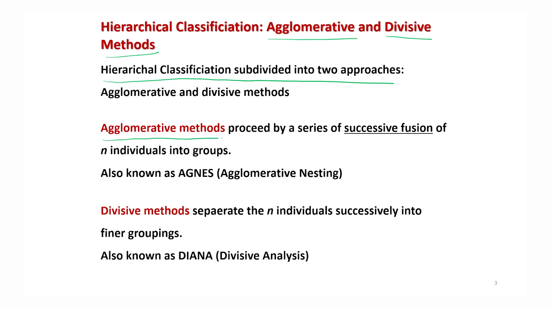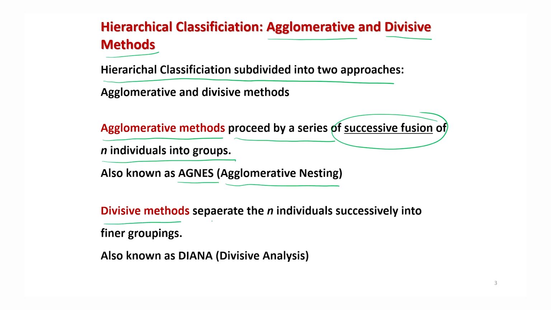In the agglomerative methods, they proceed by a series of successive fusions of the n individuals into groups, and they are shortly called AGNES, that is agglomerative nesting, right? And the divisive method separates the n individuals successively into finer groupings, right? And this is called DIANA, which is the short form of divisive analysis. So, these are the two main approaches to consider this type of clustering.